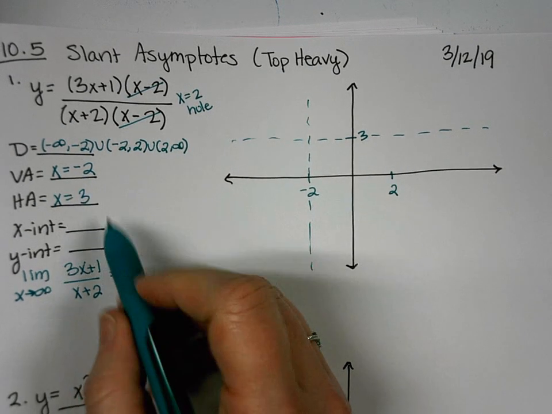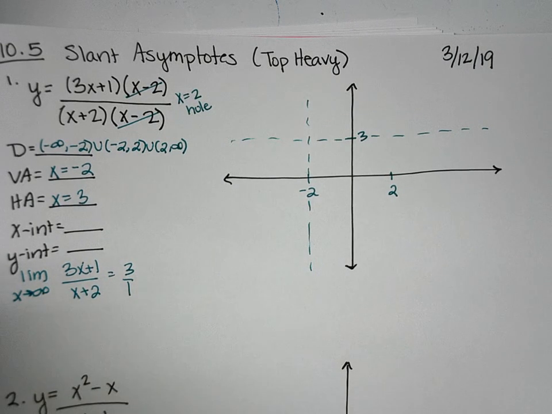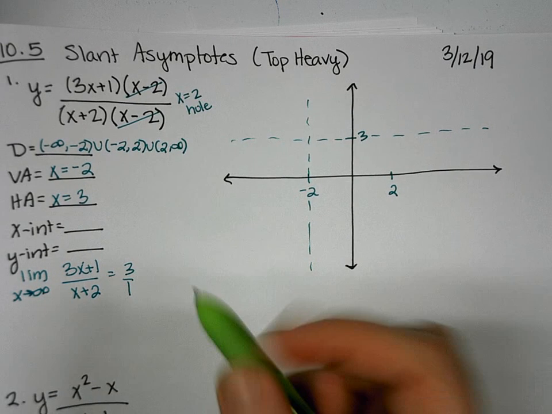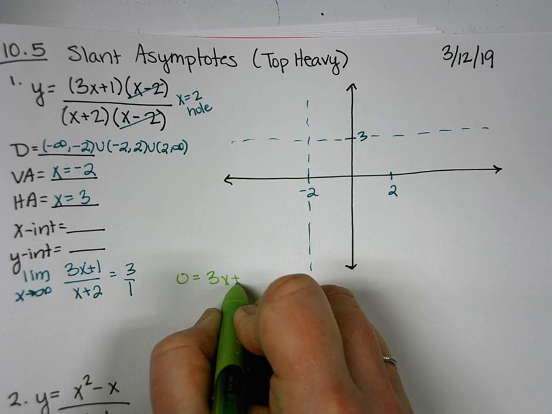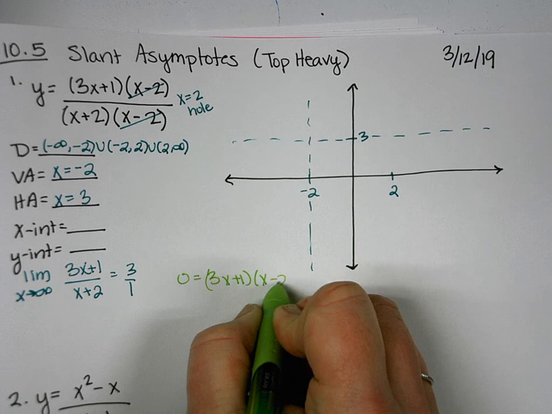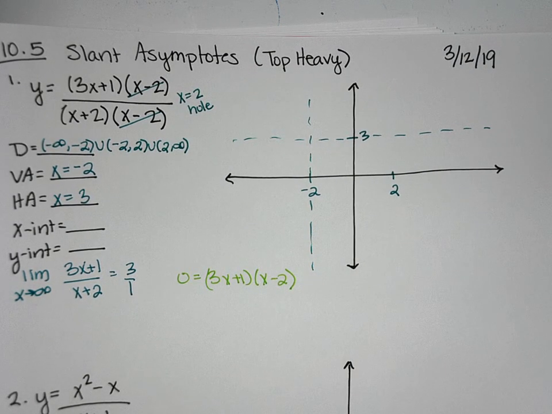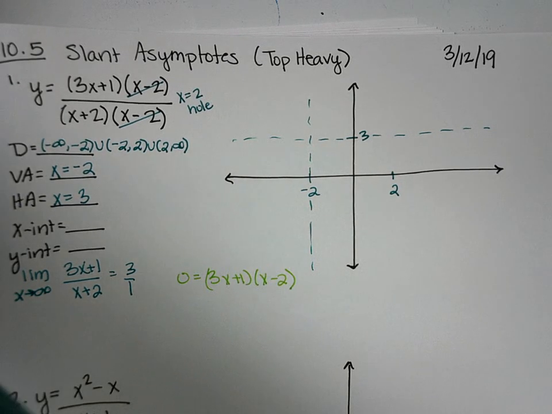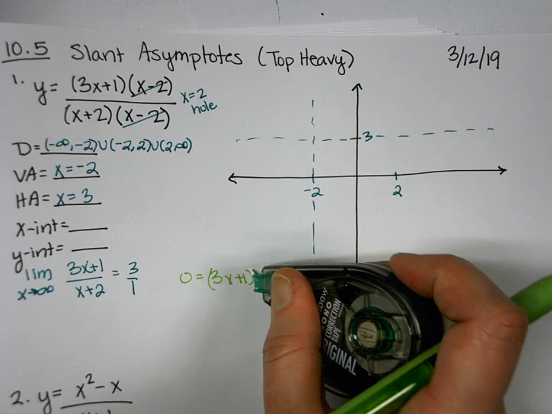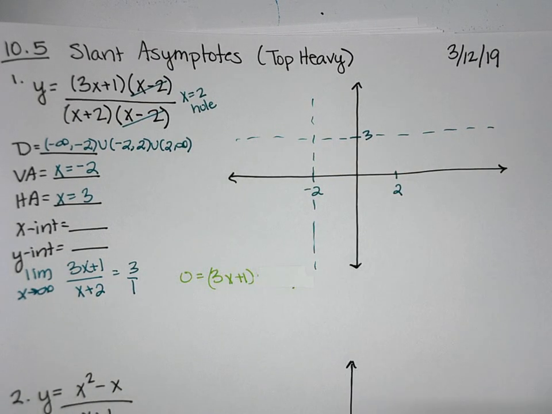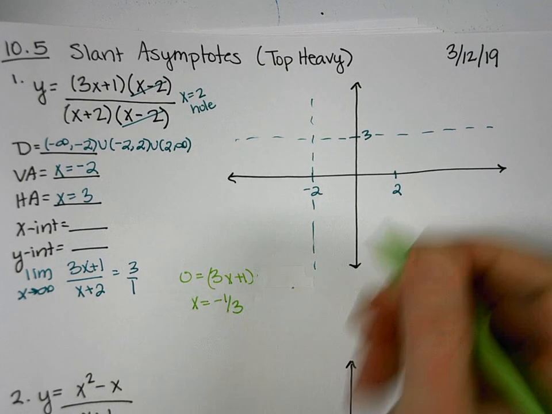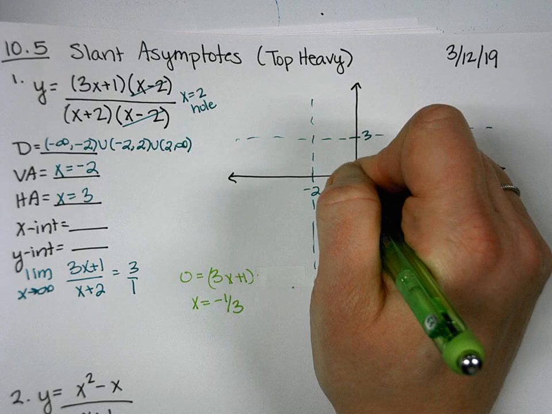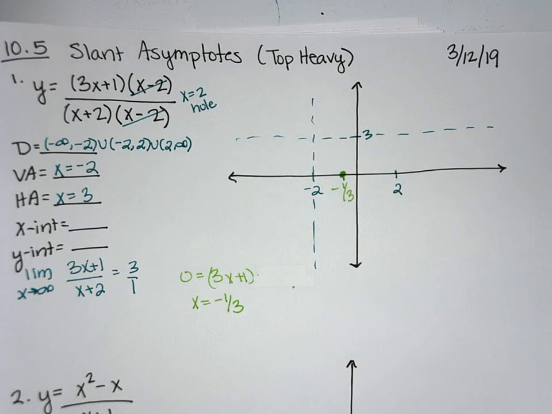X-intercepts, we set y equal to 0. So we'll have 3x plus 1 times x minus 2. Actually, we won't have x minus 2 because that went away. That canceled out. So when we solve this, we get x is equal to negative 1/3. So I know over here at negative 1/3, I'm going to have an x-intercept.